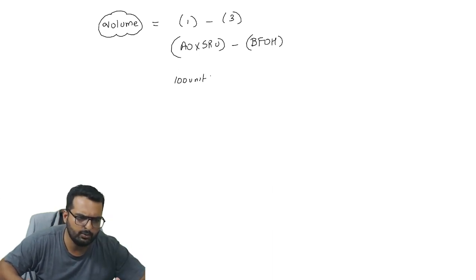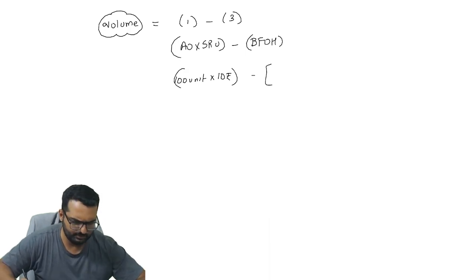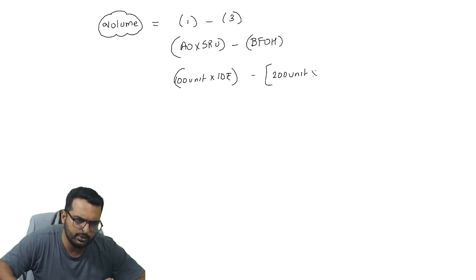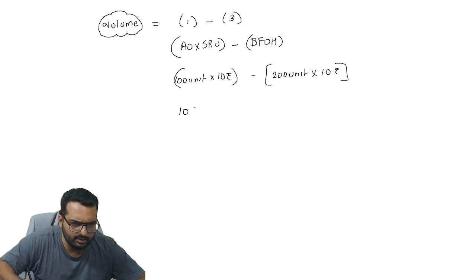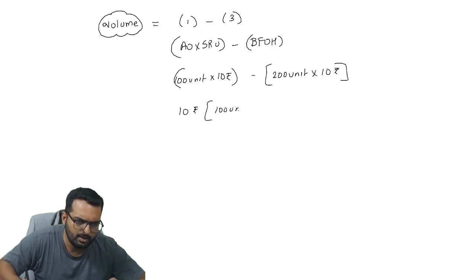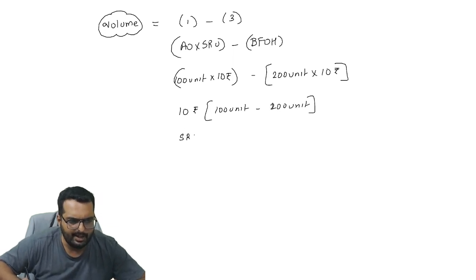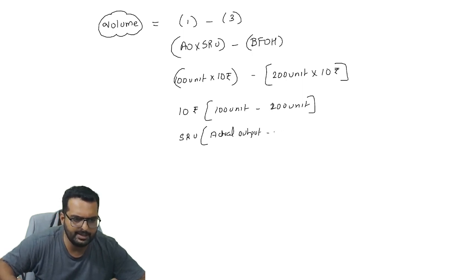Actual output, 100 units, into 10 rupees, minus budgeted fixed overhead, is how much, friends? Can you tell me how much the budgeted fixed overheads are? 2000. I'll tell you how you got this 2000. It's actually 200 units into 10 rupees. That is the budgeted output. So in other words, this is nothing but 10 rupees into 100 units minus 200 units. Or the formula is SRU into actual output minus what? Budgeted output.